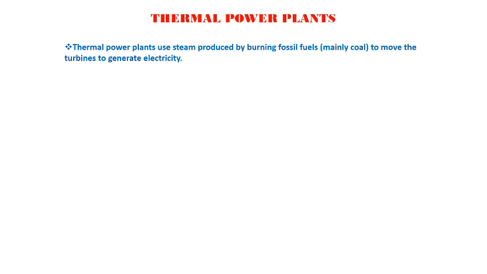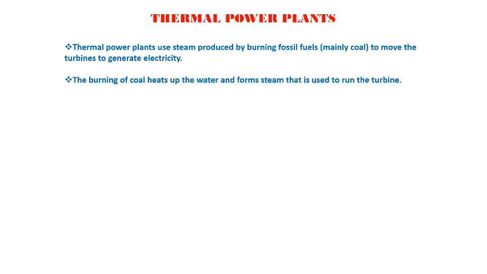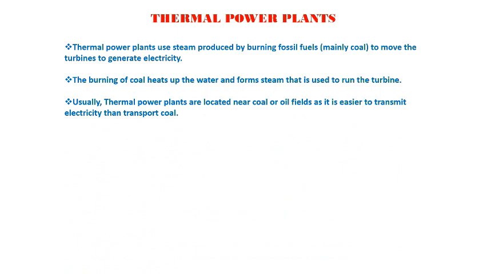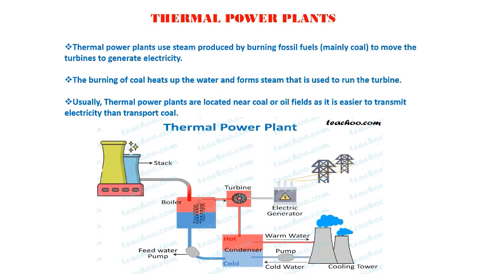Wait for some time. The next thing is, the burning of coal heats up the water and forms steam that is used to run the turbine. And usually thermal power plants are located near coal or oil fields as it is easier to transport electricity than to transport coal. So here is a clear picture of a thermal power plant. How does it work? Let's check.